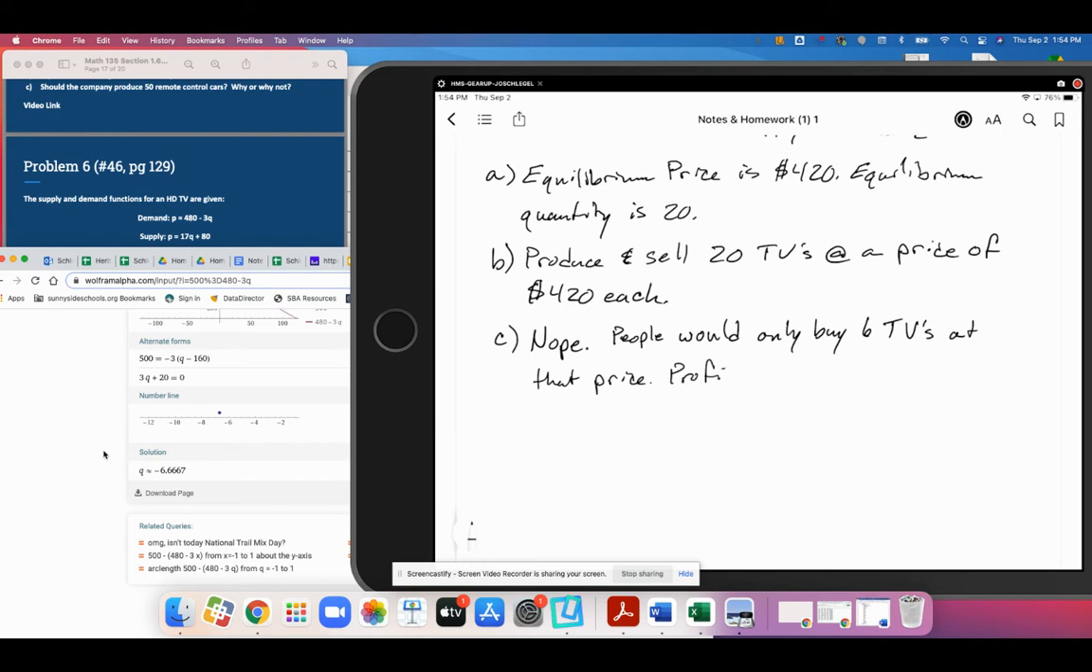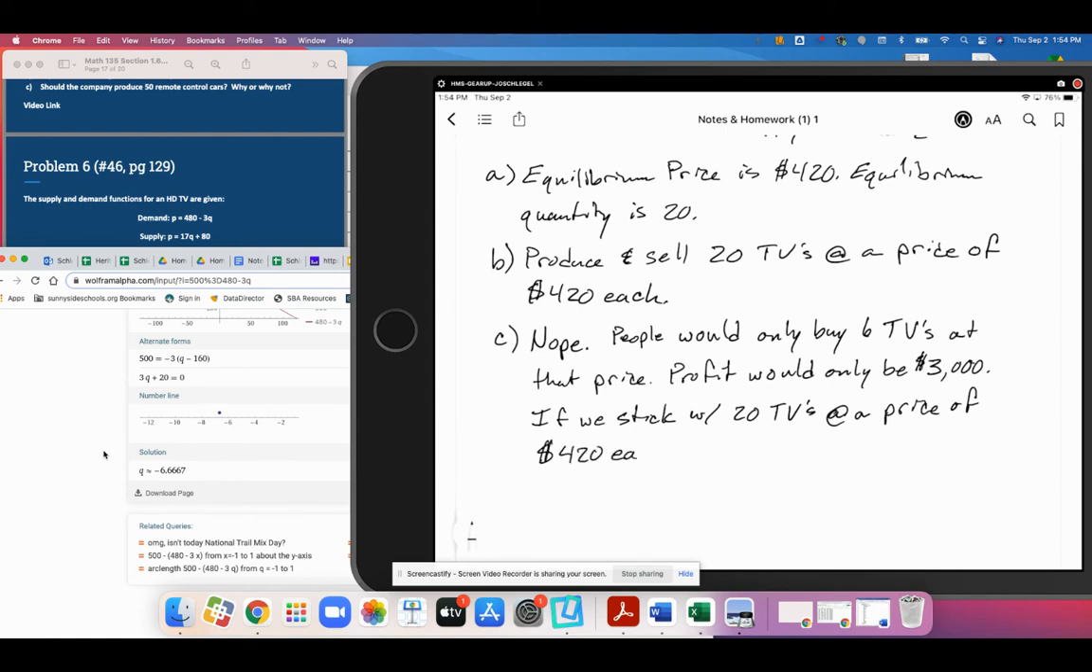Profit would only be $3,000. If we stick with 20 TVs at a price of $420 each, we make $8,400. It's a no-brainer.